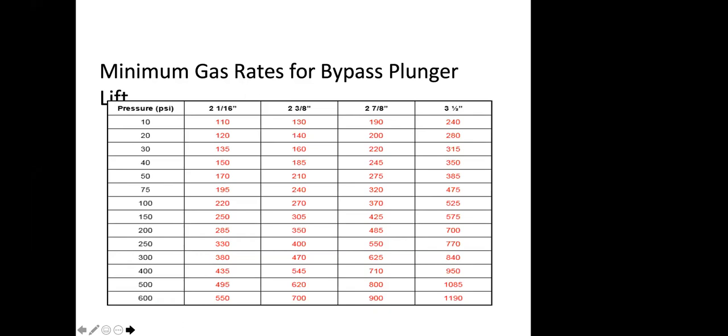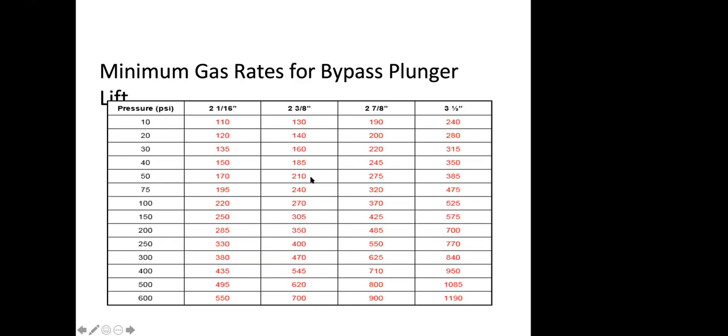All this is mainly focused on wellhead pressure, and it looks at different tubing sizes to give you a general starting point for whether this well can support a bypass plunger. Tawny, if you'll move your cursor down to the 50 on the pressure, in PSI, on the left, and then go over to where on 2 3/8 it shows 210. What this means is that at 50 pounds wellhead pressure, you would need a minimum gas rate of 210 MCF to support a bypass plunger for that application.